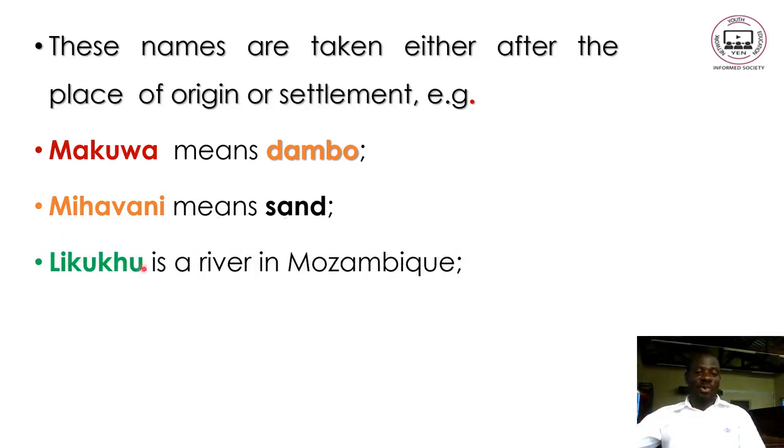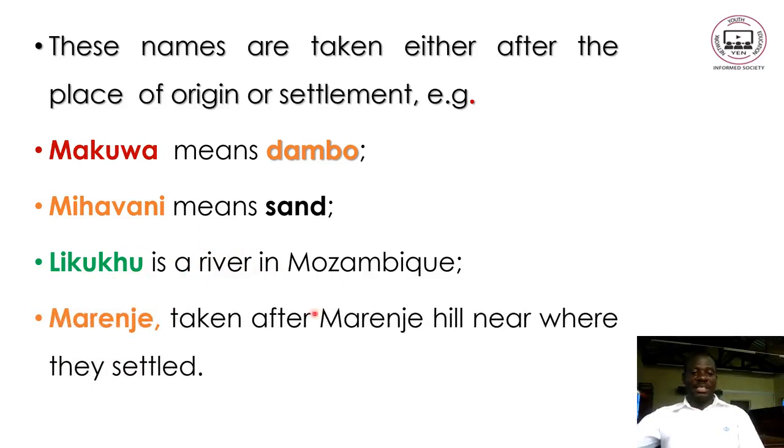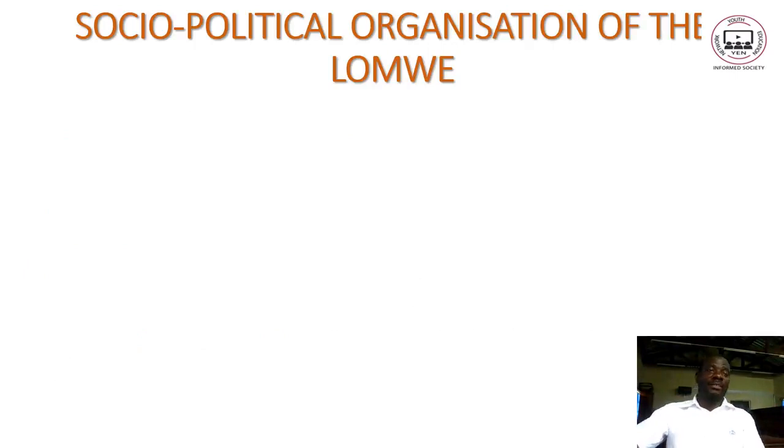And Likuku is a river in Mozambique. Therefore, this group came from Likuku, a certain river there in Mozambique. Marenje is taken after Marenje Hill near where they settled. So Marenje was a hill where they settled. Then they were called the Marenje Lomwe. So we have seen the names. Those names were taken after different things.